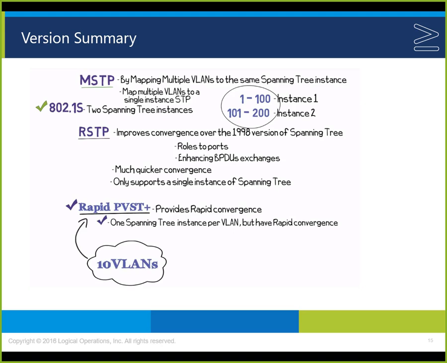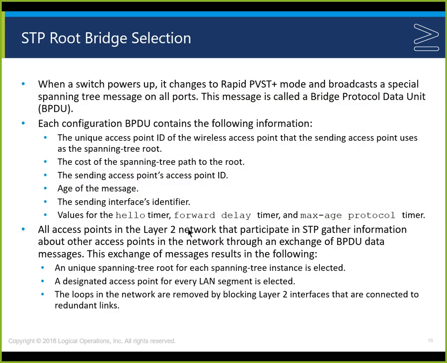Rapid improves the convergence over the 1998 version, the per VLAN version. It rolls to the ports and enhances the BPDU exchanges. It is much quicker to converge, and I'll try to do a demo on that. It only supports a single instance of spanning tree, and I think that's a big deal. Single instance of spanning tree. Rapid convergence, 1 spanning tree instance per VLAN, but we have rapid convergence for those things.